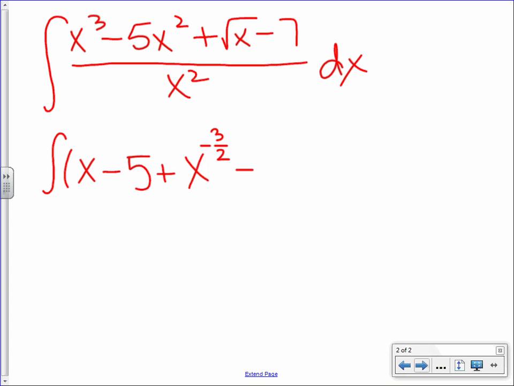She's actually dividing by x squared. Yeah, we're going to divide everything by x squared. That way we don't have to worry about fractions. And then, why am I not writing this as 7 over x squared? We want it to be x to a power in the numerator so we can apply the power rule.